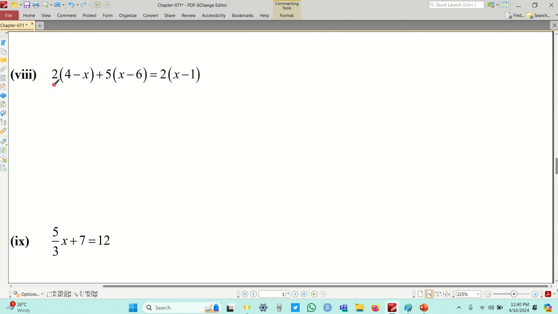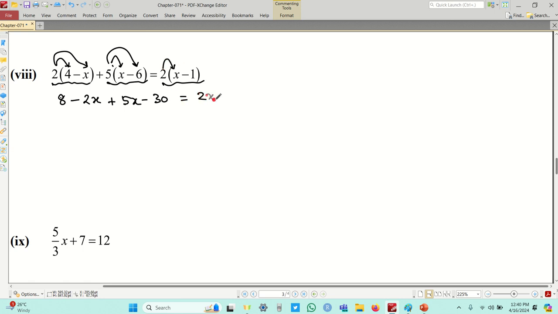Now in this question, how many brackets? Three brackets: one, two, and three. Same. First, multiply here, then multiply here. So 2 into 4 is 8, minus 2 into x is 2x, plus 5 into x is 5x, minus 5 into 6 is 30, equal to 2 into x is 2x, minus 2 into 1 is 2. Okay.